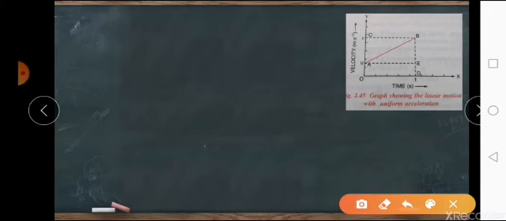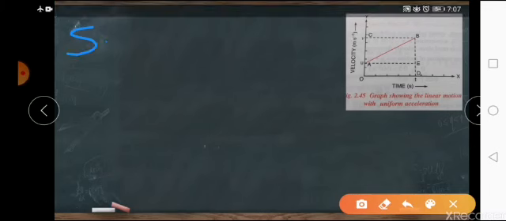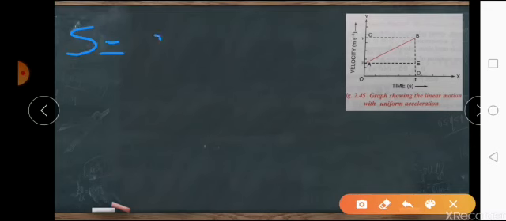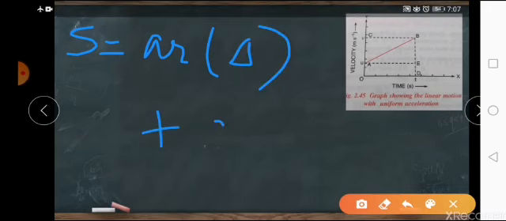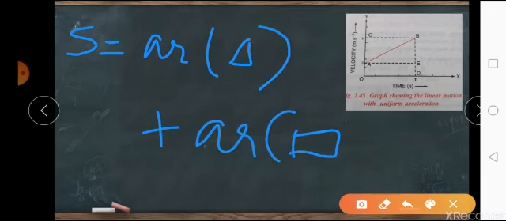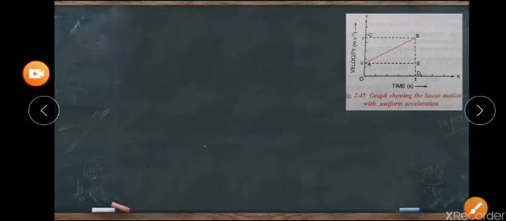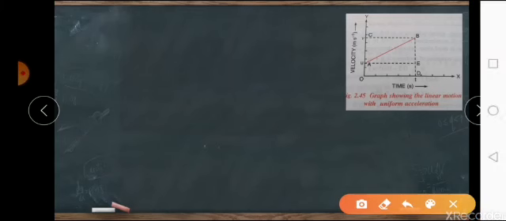As usual, displacement is given by the area under the graph. Here S is displacement, S is area, so you are going to find the area of a triangle plus the area of your rectangle, right? So we are going to do it like this. You already know that the area of a triangle will be half into base into height, and that of a rectangle will be simply length into breadth. So with that you are going to derive it.